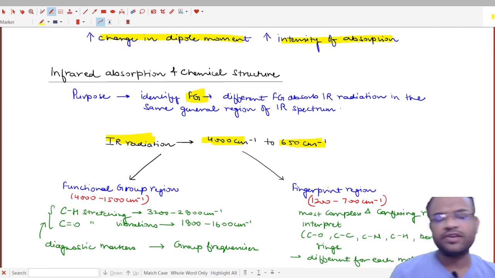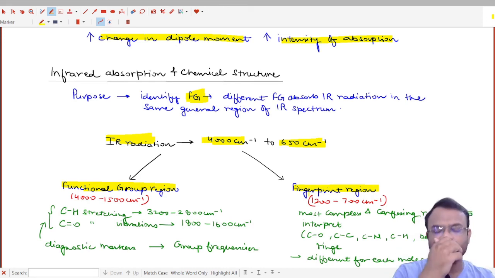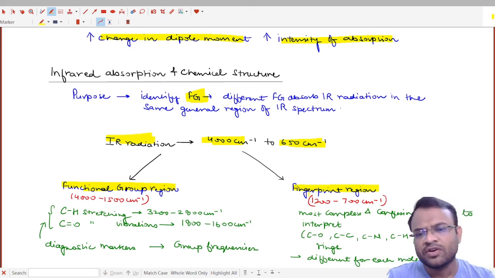Now this infrared radiation can be divided into two portions. First is the functional group region and the second one is the fingerprint region. I will be showing you this. Functional group region lies from 4000 to 1500 centimeter inverse. Fingerprint region lies from 1200 to 700 centimeter inverse.